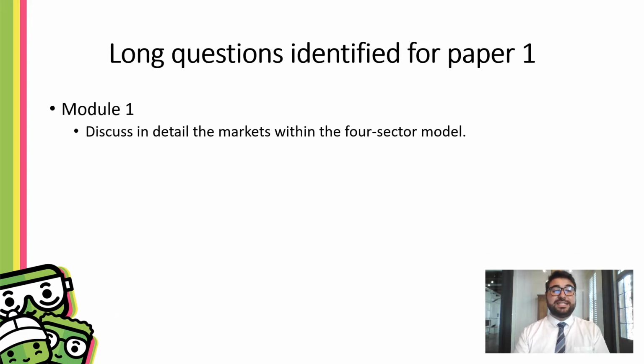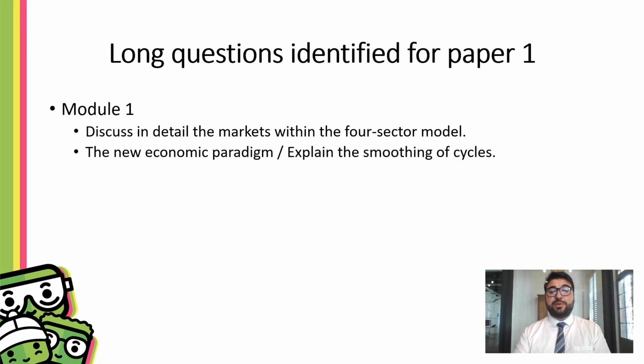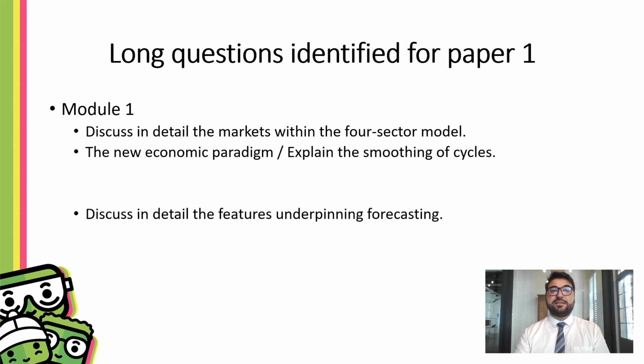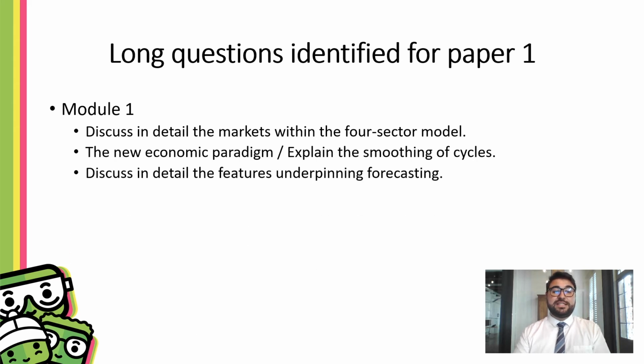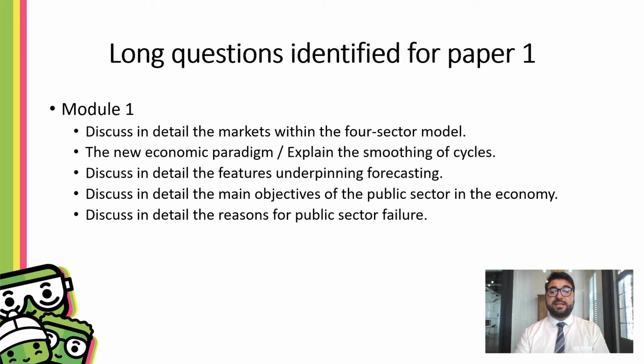Your long questions that are identified for paper 1 are going to be with module 1. First of all, discuss in detail the markets within the 4-sector model. And then the new economic paradigm, or they can ask it as explain the smoothing of cycles. The third one is discuss in detail the features underpinning forecasting. This is still part of chapter 2. And then in chapter 3, they have identified, discuss in detail the main objectives of the public sector in the economy, and also discuss in detail the reasons for public sector failure.